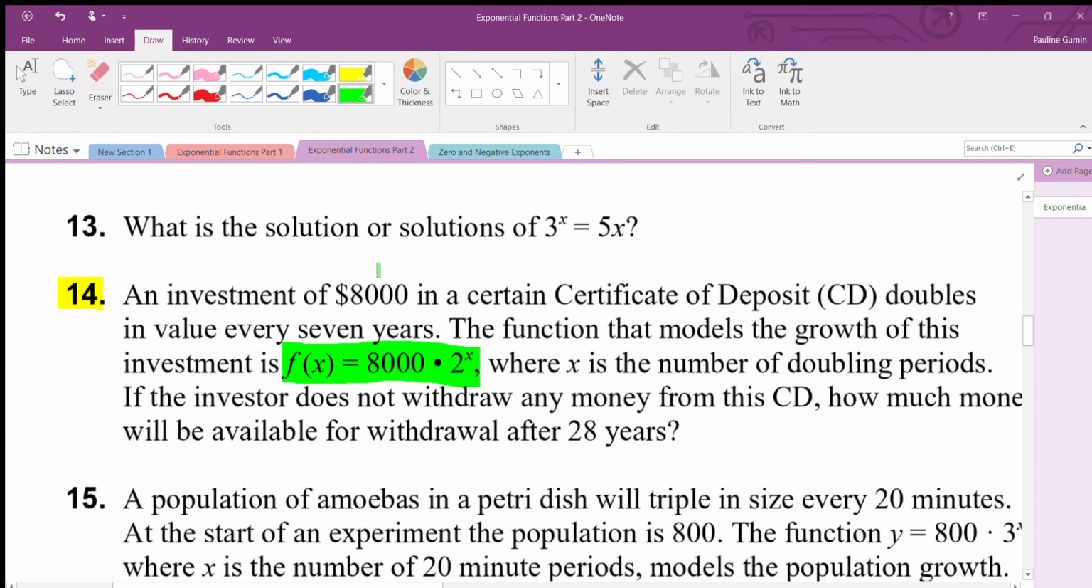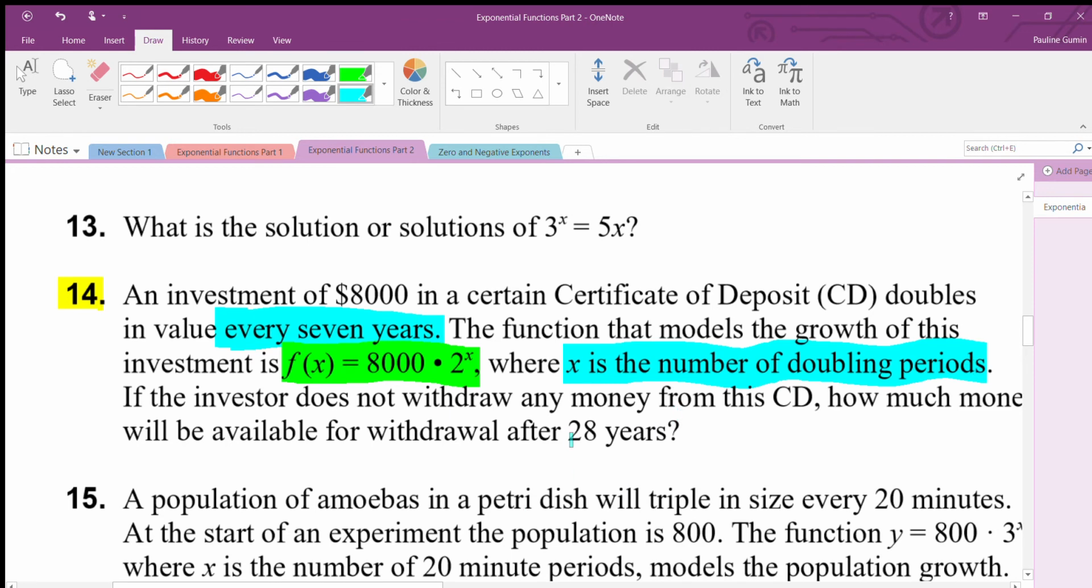So let's read this word problem again and make sure we have everything and not just the equation highlighted. I like to highlight it right away, makes it a little easier. Okay. We have an investment of 8,000 that doubles in value every 7 years, and X is the number of doubling periods. So the amount of 7 years that pass.